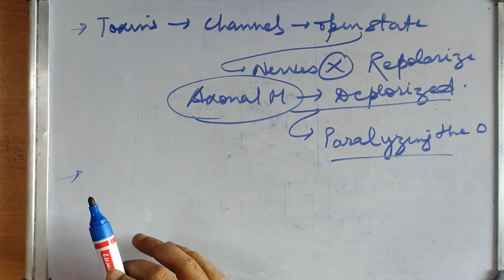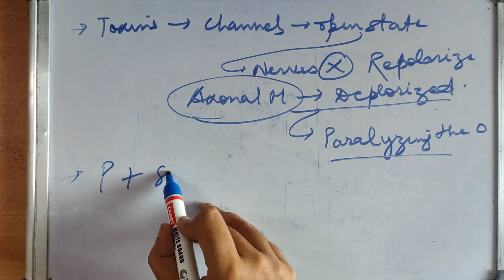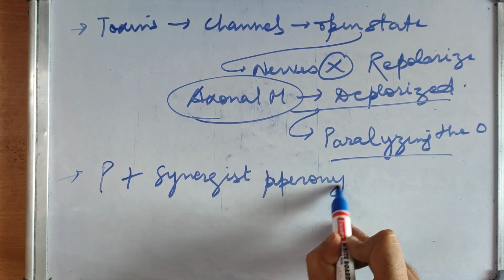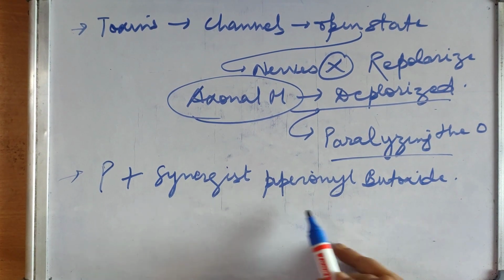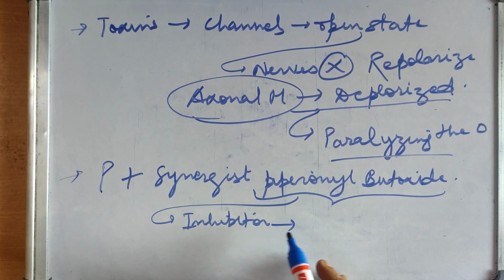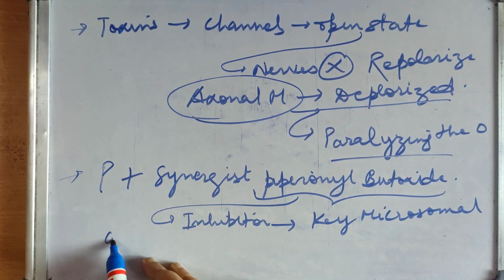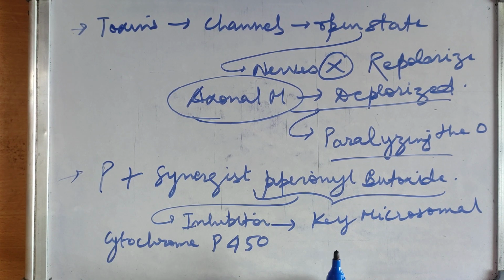And also we should know that pyrethroids can be combined with the synergist piperonyl butoxide, an inhibitor of key microsomal cytochrome P450 enzymes from metabolizing the pyrethroid, which increases efficiency.